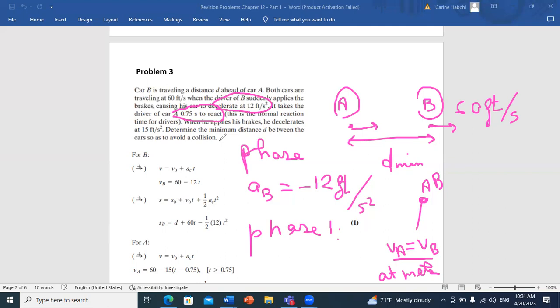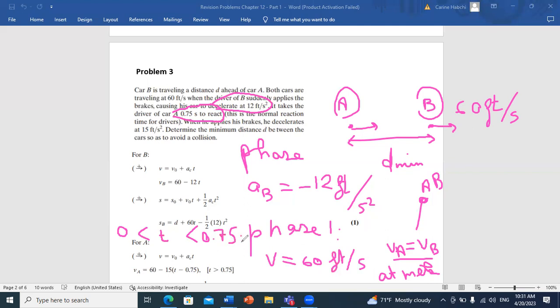He is still moving at v equal 60 feet per second, and the time of this phase is 0.75 seconds. So this phase will take place from t equal 0 to t equal 0.75.